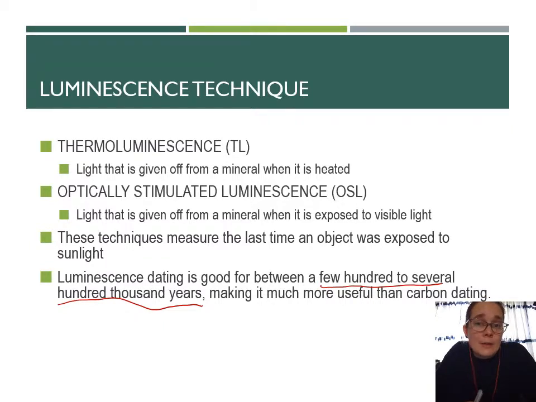If something's older than that 50,000 years that we spoke about before, then you need to look at some of these other techniques. Keep in mind the key information to remember for luminescence techniques. It's light that's given off by minerals that make up fossils or rocks. So it might be a rock that's found near the fossil, and it's the light that the minerals that make up that rock are able to emit when they're heated or when they're exposed to visible light, and that tells us the last time that that rock, mineral, or fossil was exposed to sunlight itself.